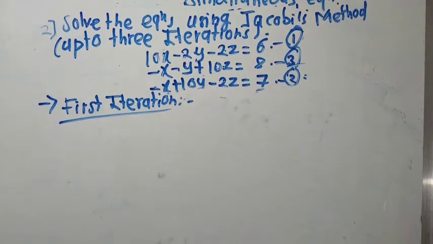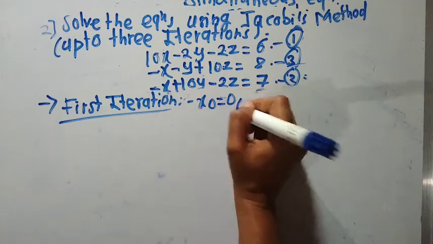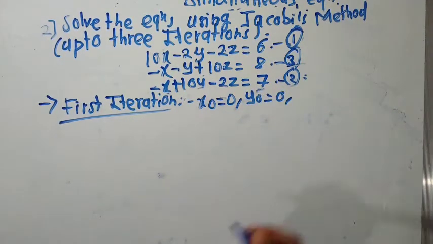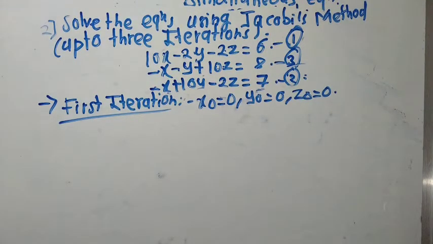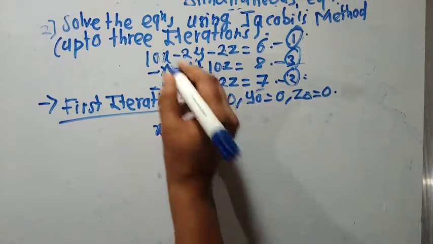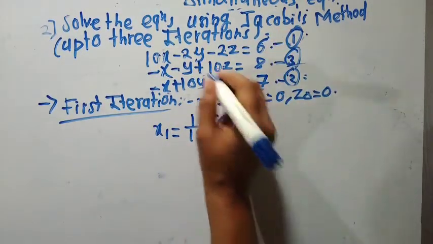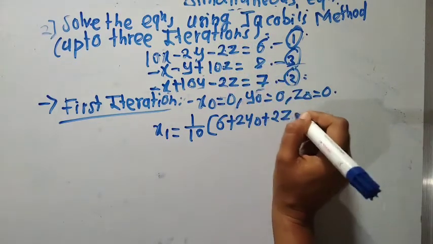So for the first iteration, use the initial approximation x0 is equal to 0, y0 is equal to 0 and z0 is equal to 0. So find out the first iteration x1. Using the first equation, x1 is 1 divided by 10, 6 plus 2y0 plus 2z0.